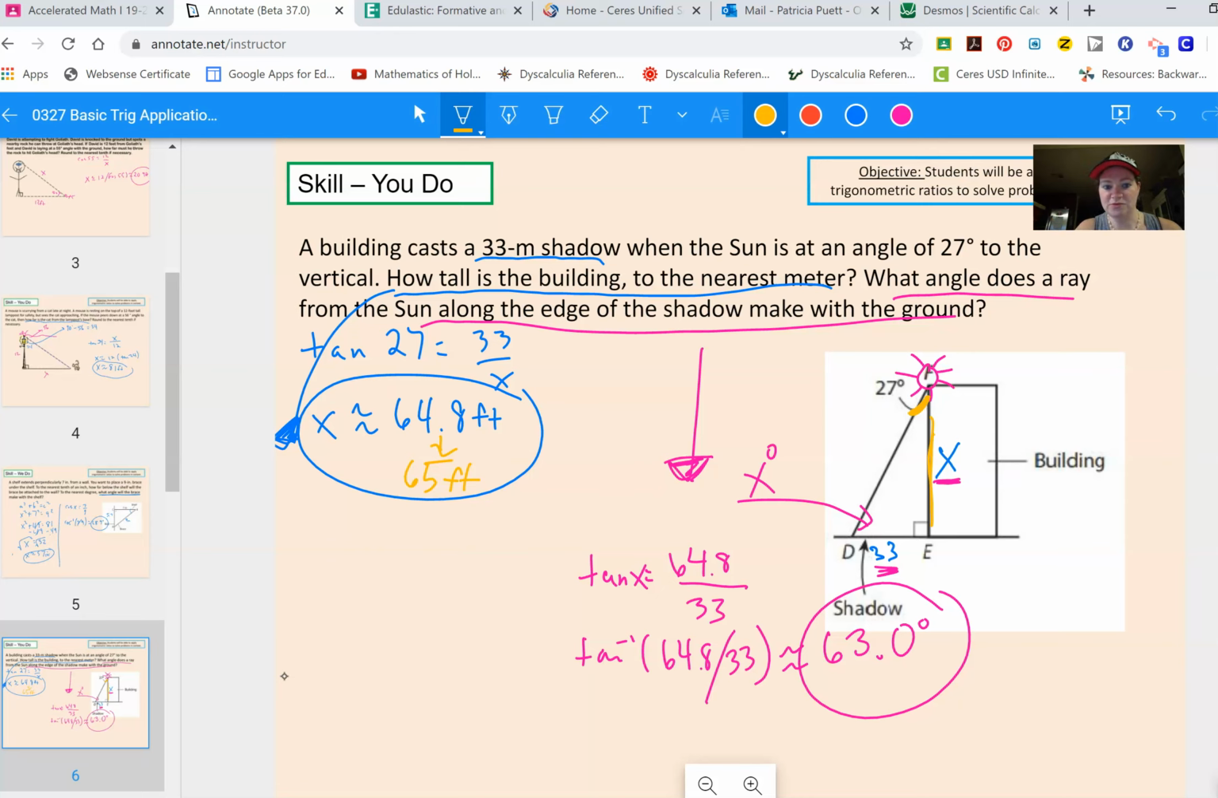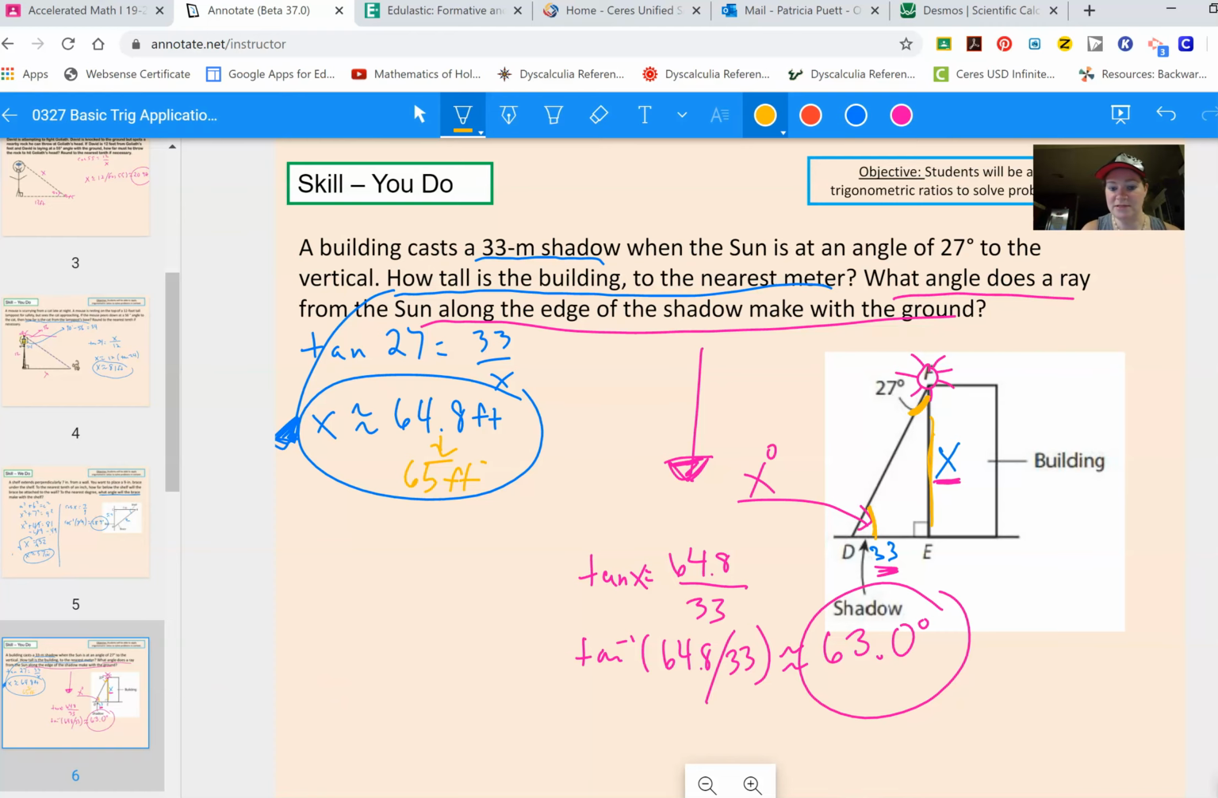So what angle does a ray from the sun along the edge of the shadow make with the ground? In other words, you're looking for the angle of elevation on the second part of the problem. If you use the inverse tangent of 64.8 divided by 33, you're going to get about 63 degrees. Before, on the previous problem with the shelf, I said try not to use that side length. Well, sometimes you don't really have a choice. You have to use that, so if you made a mistake here, it does follow you through.